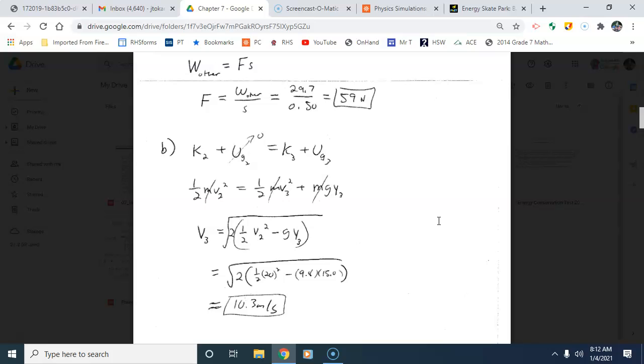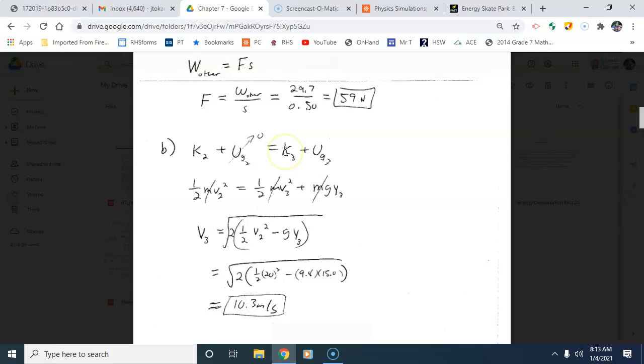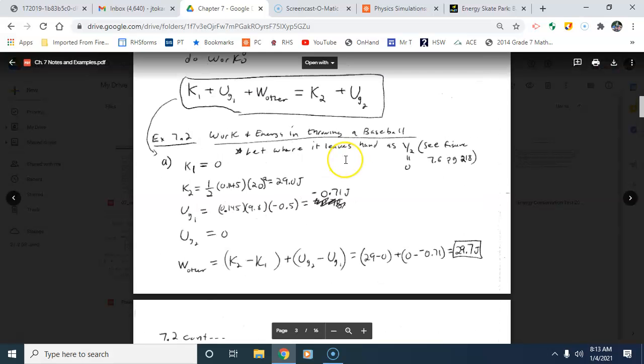All right, part B. Find the speed of the ball at a point 15 meters above the point where it leaves your hand. All right, so 15 meters is no longer the peak. The peak that we found in example 7.1 was 20.4 meters. So that tells us something. We're still on the way up, so we still have some kinetic at this, what we're defining as position 3. The 15 meter position is position 3.